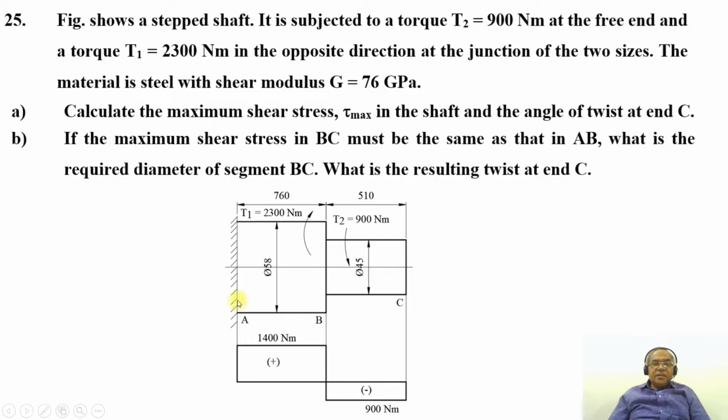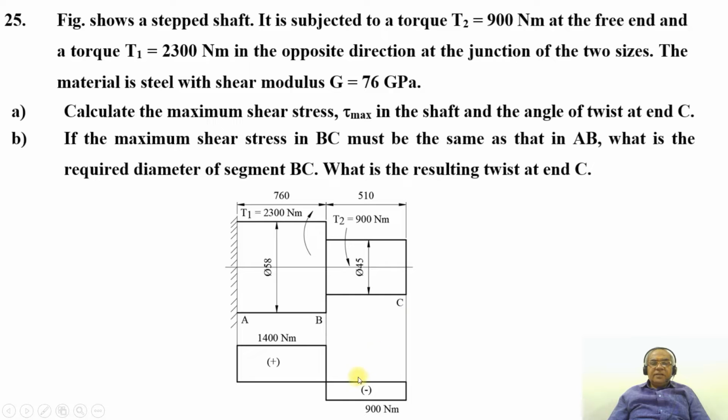As we have given the figure, with one end fixed and the other end free, subjected to a twisting moment T2 in the counterclockwise direction between the section B and C, having the diameter 45 and length 510, with T2 of 900 Newton meter. And you have a clockwise twisting moment T1, which is equal to 2300 Newton meter, at the junction between A and B, having diameter 58 and length 760.